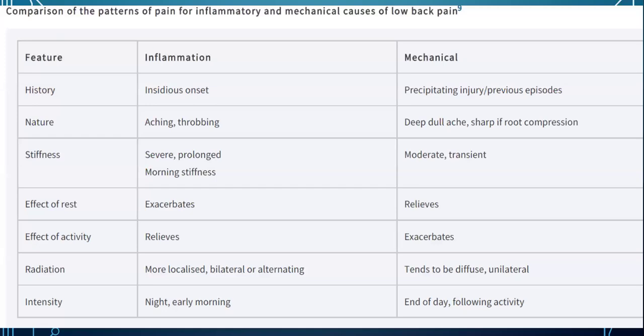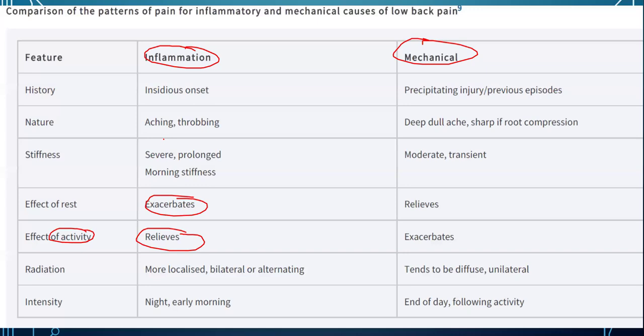So we divide back pain into inflammatory pain and mechanical pain. There is a way to differentiate between these two. Inflammatory pain gets better with activity. So, effect of activity: it is relieved by activity but gets worse with rest.